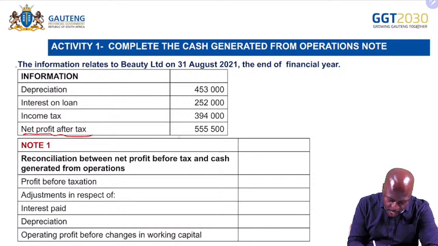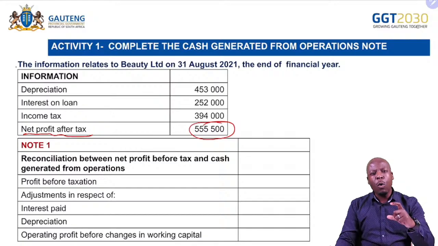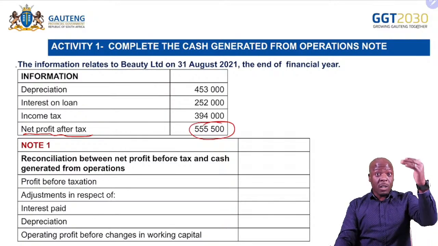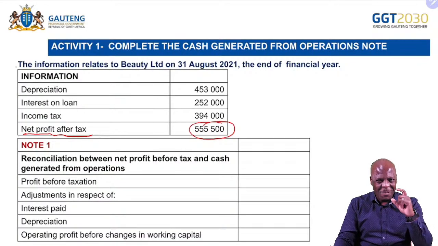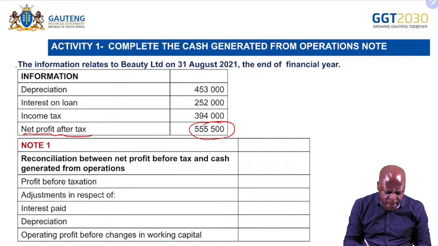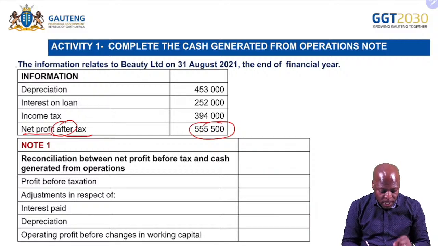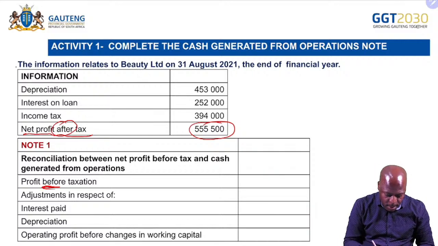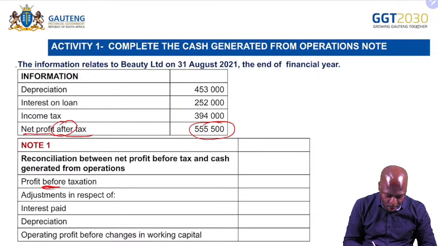Okay? So here the examiner is trying to check with us. Do we know the difference between net profit before tax and net profit after tax? Yes, we know the difference. What is the difference? Income tax. In your mind, you must picture the income statement already. That income tax in the middle. Now, if they've given us net profit after tax, yet we want net profit before tax, that means we have to add something back. I want to show you how to do that.